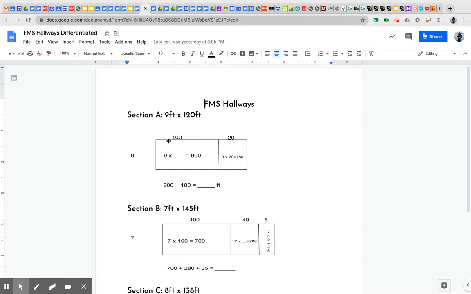Okay, now here we're multiplying 9 times 120. Because we don't have a ones place value in 120, okay, we still only have 2 sections of our area model. So here we multiplied 9 times 100 to get 900. Here we multiplied 9 times 20 to get 180. Then we're going to add 900 plus 180 to get a total of 1,080.